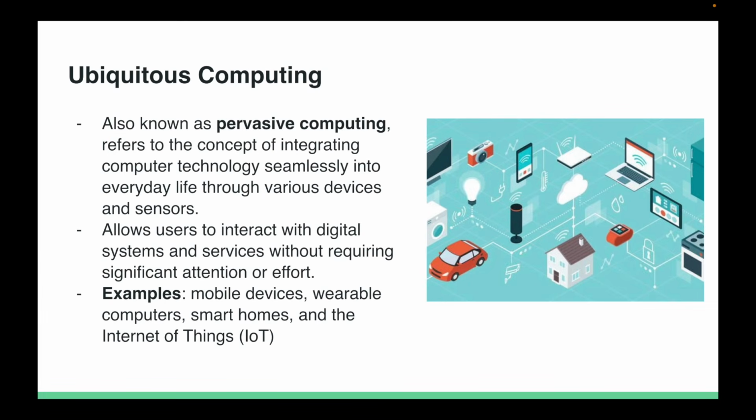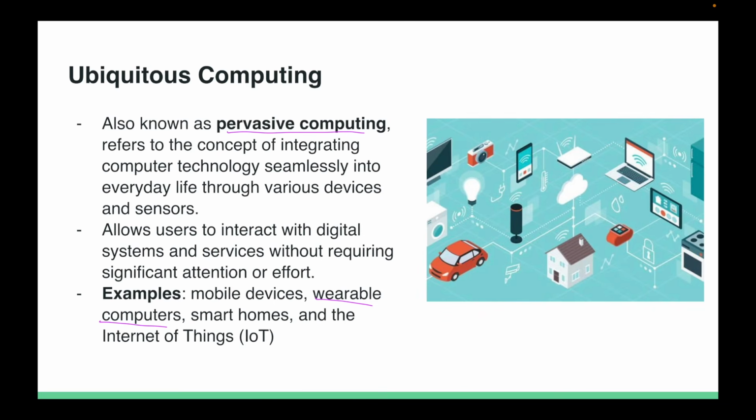The next computing paradigm is ubiquitous computing. This is also known as pervasive computing, and this is the idea of having computers everywhere, in everyday life. So mobile devices are actually a good example of ubiquitous computing because we have them with us everywhere. But also wearable computers, smartphones, sensors, and small computers or microcontrollers scattered throughout a house, and Internet of Things are all examples of ubiquitous computing.